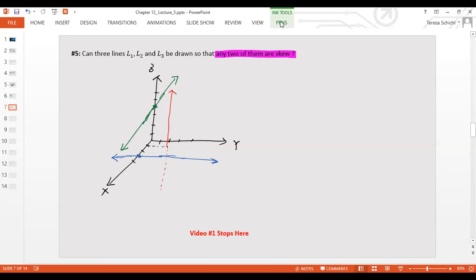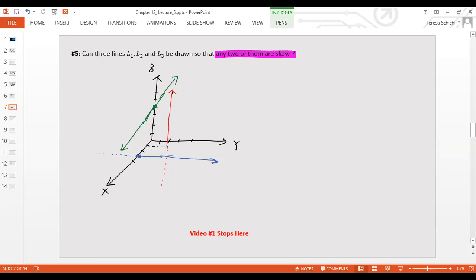The same way for the blue one here, it's really going through like this. If you see the dotted lines here, that's why they kind of pass parallel to the Y. So this type of lines we call skew. Any two of them are skew to each other.